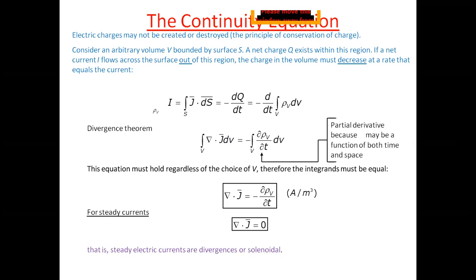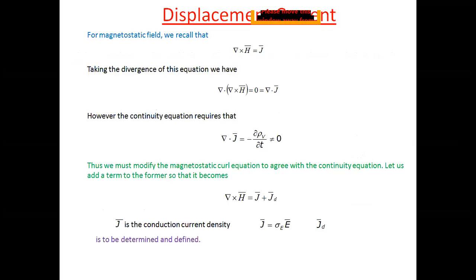and the partial derivative is used because rho v may be a function of both time and space. Now the divergence equation is del dot J equal to minus partial rho v by partial t. That is the equation of continuity, measured in ampere per meter cube. Kirchhoff's current law follows from this equation: del dot J is equal to zero, that is, steady electric current has zero divergence, or is solenoidal.